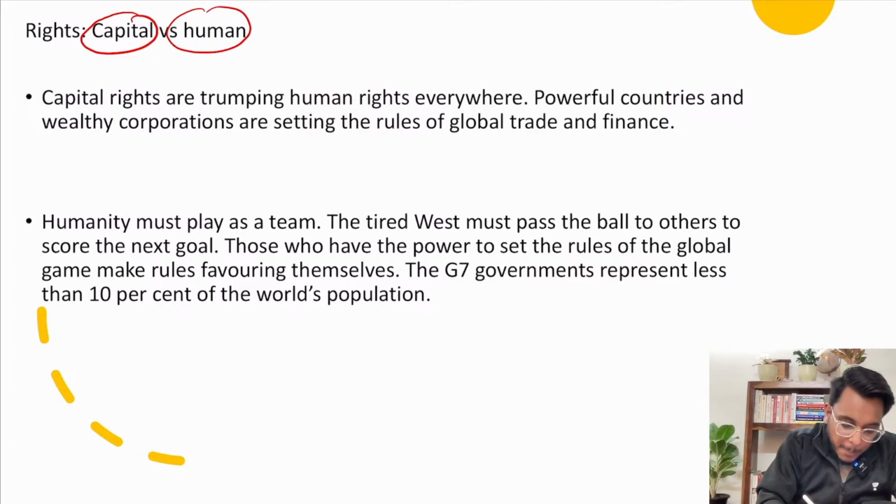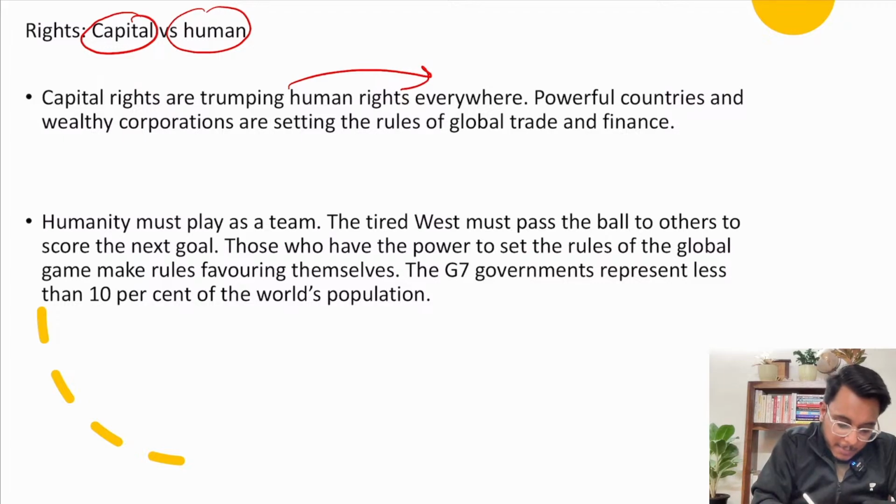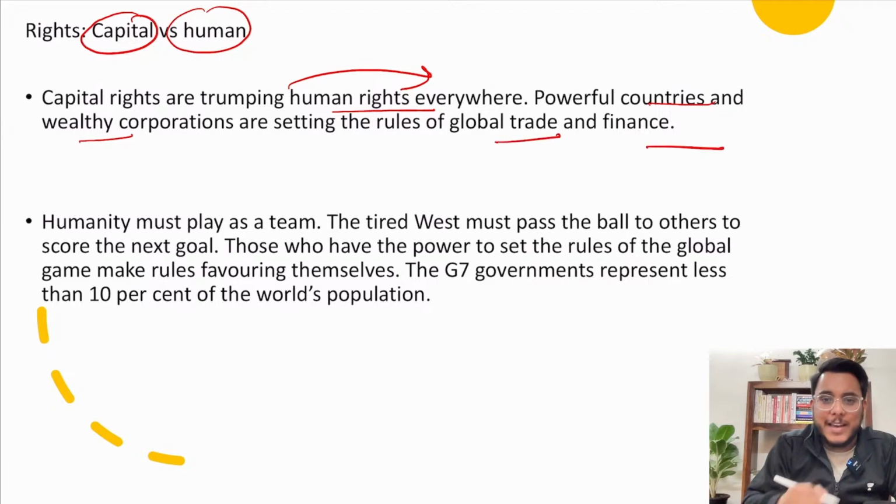Capital rights are trumping human rights everywhere. Guys, you might have seen also the case of China, where we find that large numbers of workers have resorted to suicide because of the high stress that has been imposed on them. So basically capitalism, profitability, has trumped human rights everywhere. Powerful countries, wealthy corporations, they are setting the rules of global trade, global finance, everything. Okay, so today capitalism is the most important entity.